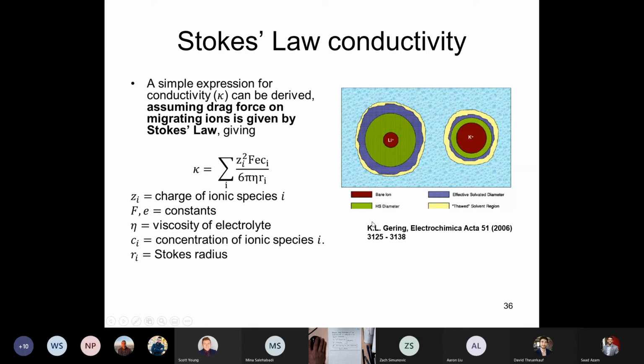And then Kevin Gehring, in one of his papers, talks about how you can effectively calculate something reasonable to use for the Stokes radius in the advanced electrolyte model. I don't want to go into that detail, just to tell you that this is an important thing to roughly get right if you're using a theoretical calculation.